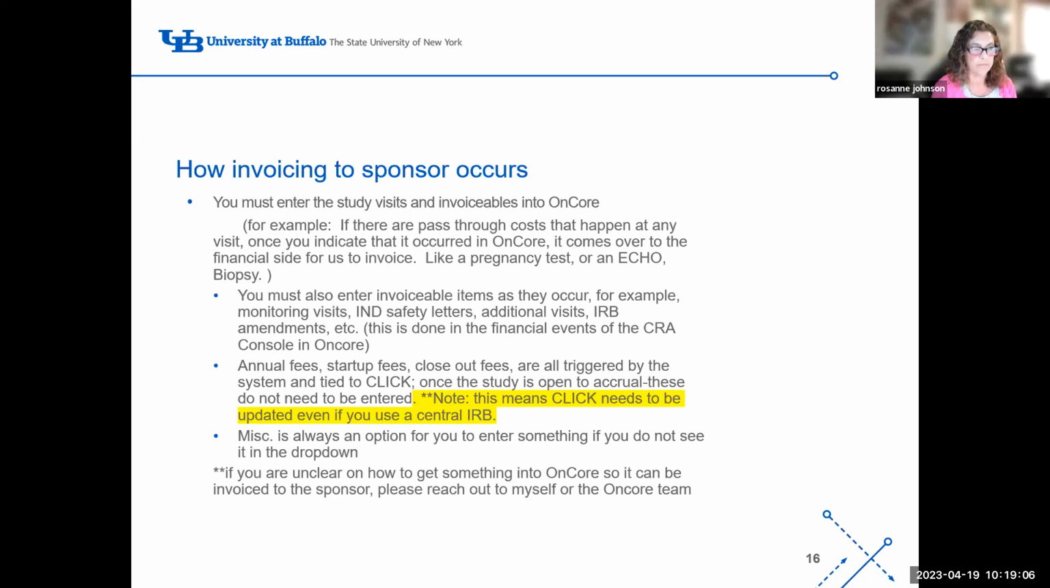Okay, so how invoicing occurs. Once your budget is finalized, this is then entered into ENCORE and set up for invoicing needs. There are a few ways that invoiceables can happen in ENCORE. One, at the study visit level, you can have invoiceable items within a visit, for example, a pregnancy test, an echo, a biopsy. So once you mark that this visit has occurred, those items automatically come over to be invoiced.